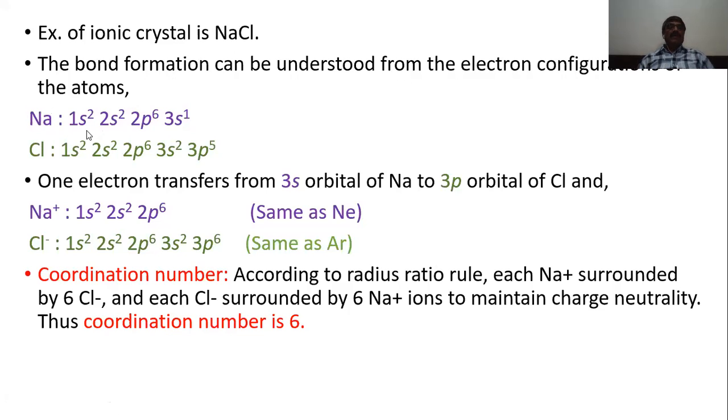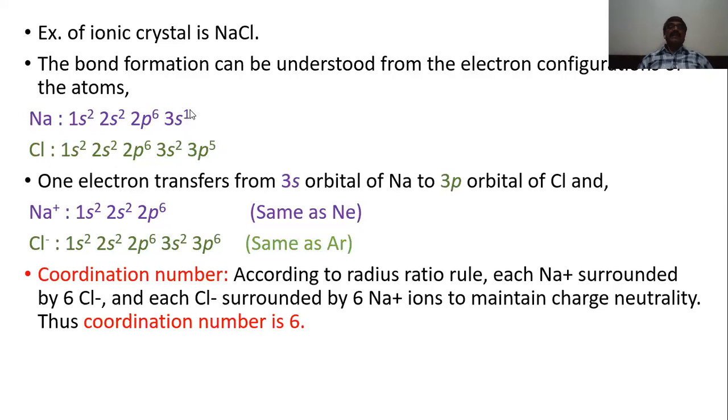The electron configuration of the Na atom is 1s2, 2s2, 2p6, 3s1. That means 2 plus 2, 4 plus 6, 10 plus 1, 11. There are 11 electrons, while the last orbit is 3s, in which there is only one electron. Now, what about chlorine? It is 1s2, 2s2, 2p6, 3s2, 3p5. That means the last orbit is 3p and it has 5 electrons.